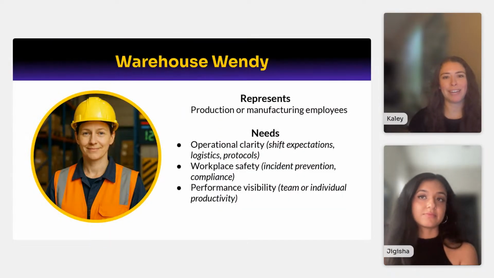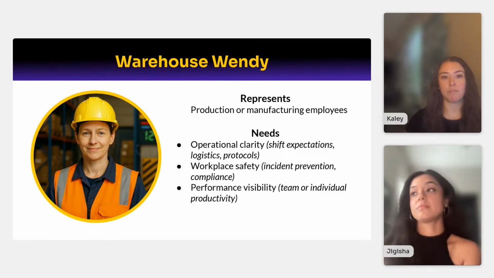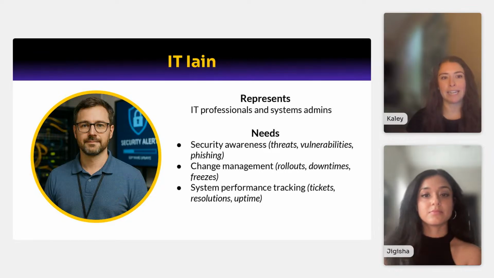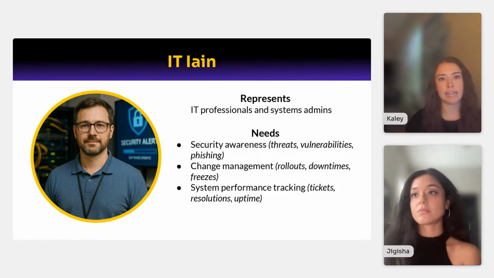So without further ado, here is our first persona, which is Warehouse Wendy, representing production or manufacturing employees. And a persona like Warehouse Wendy often needs things like operational clarity, workplace safety information, and performance visibility. Our next persona, IT Ian. IT Ian represents IT professionals and systems administrators with needs like security awareness, change management information, or system performance tracking like tickets, resolutions, and uptime.